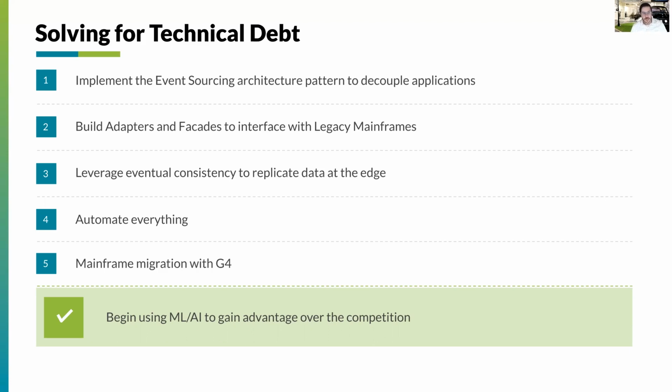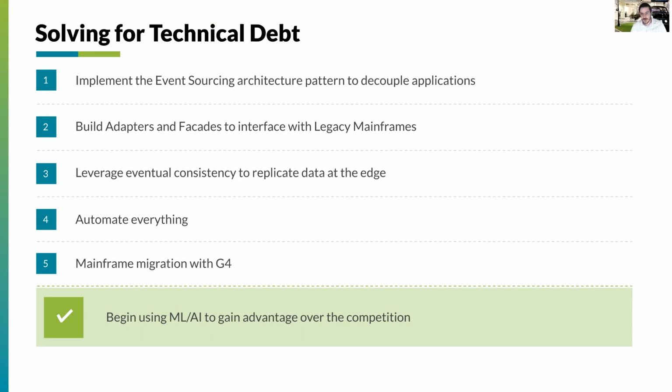So the first is what I would call implement an event sourcing architecture. This is a decoupling approach to your application stack, where you're treating everything that happens within your organization as an event, and being able to take that event and process it in an asynchronous way. This works great with mainframe development, for instance, because you can essentially put an adapter or a facade in front of your mainframe, and as an event comes into the system, the mainframe can pick it up and process it in its own time frame.